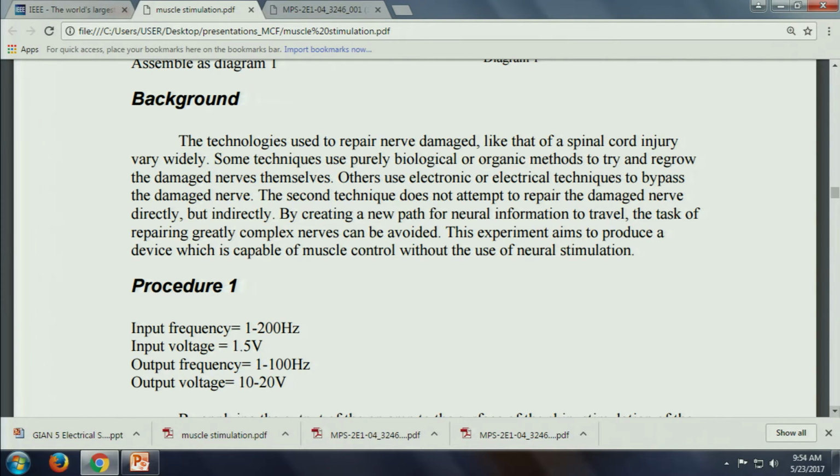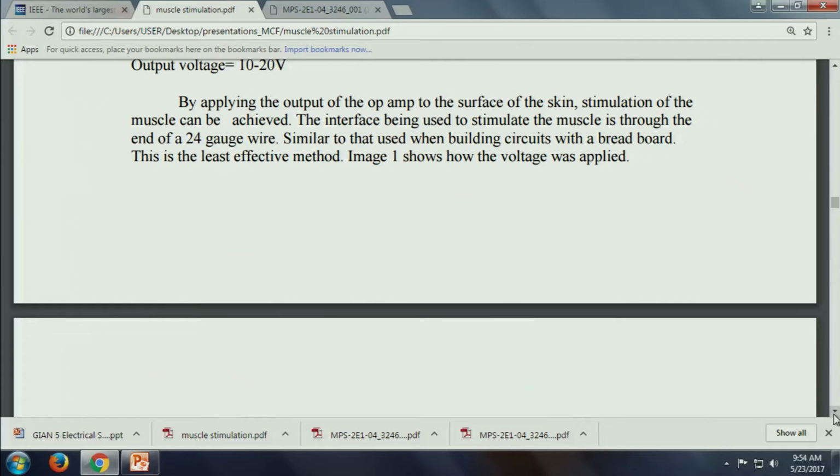So here we did not make a device, but this one helps me to do a lot of experiments. So we assume input frequency 1 to 200 hertz, input voltage 1.5 volts, output frequency. These are all just based on whatever information was available, not much work was done at that time. So you should remember that one. We were just doing it out of the blue.